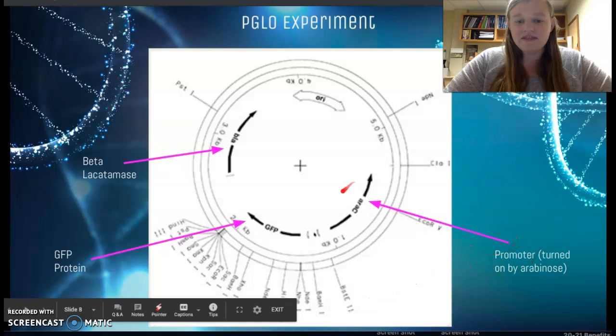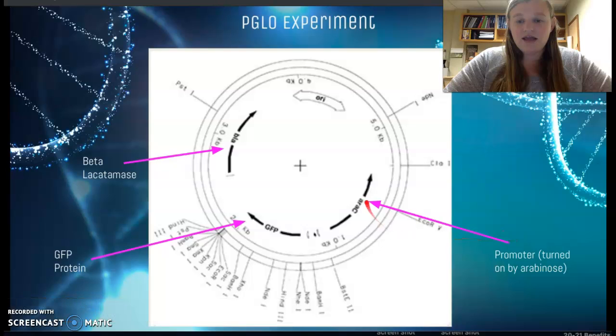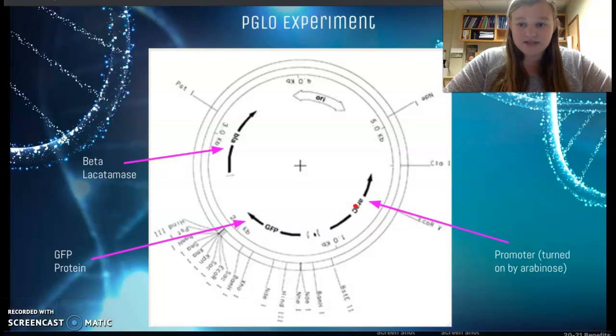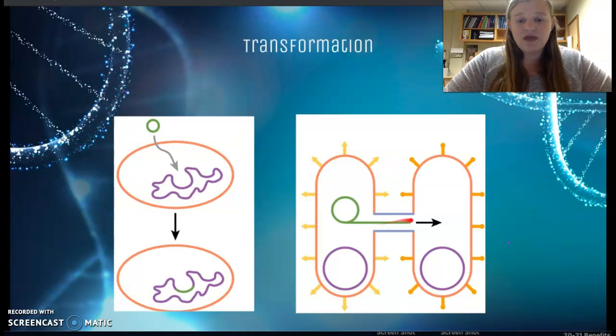Then we have this gene here, which is our promoter region. And ARA-C stands for arabinose. What this means is that when there is arabinose present, then we will transcribe the GFP gene. That's important for a couple reasons, which I'll get to in my next slide. First, I want to talk about how the transformation takes place.